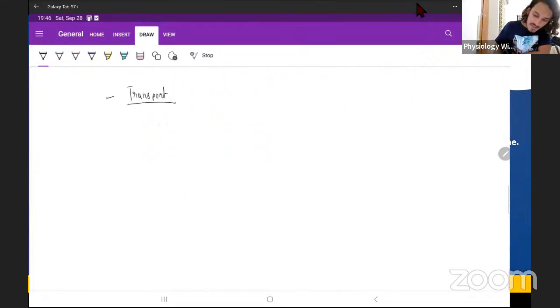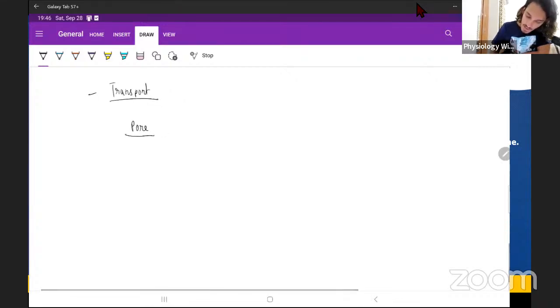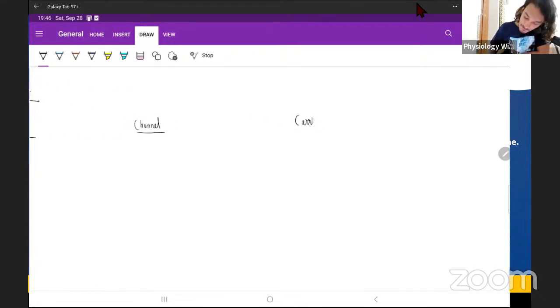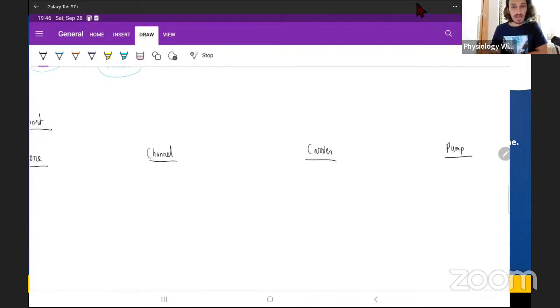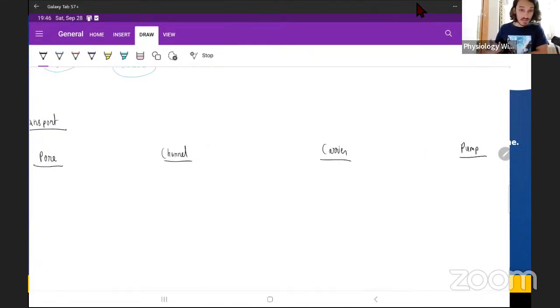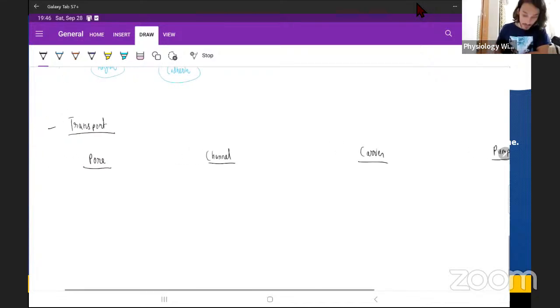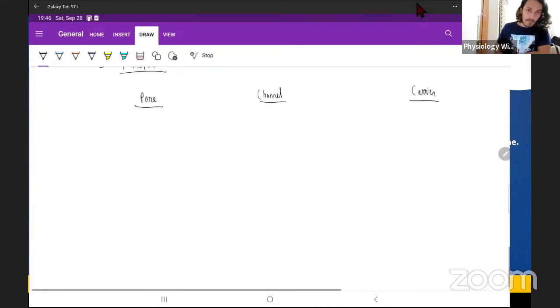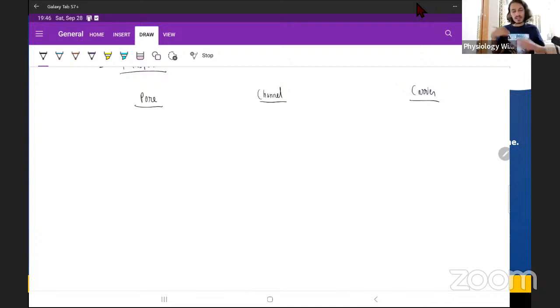Okay, what is the difference between a pore, a channel, a carrier, and a pump? So these are terms that you'll come across. Students think they're all the same, but they're not, far from it. Okay, so I'm just going to jot down some things that might come as an MCQ or draw the following or something.